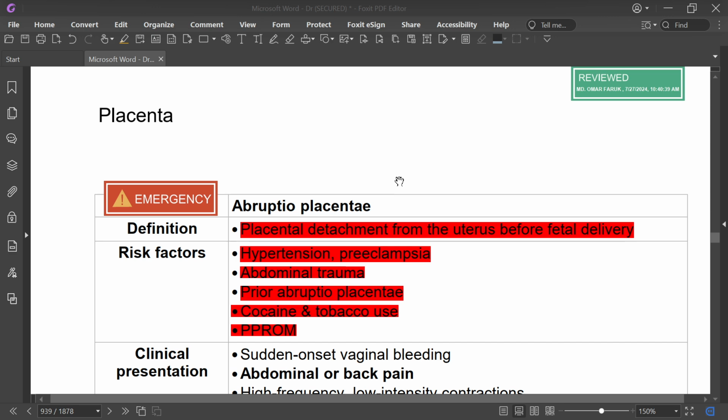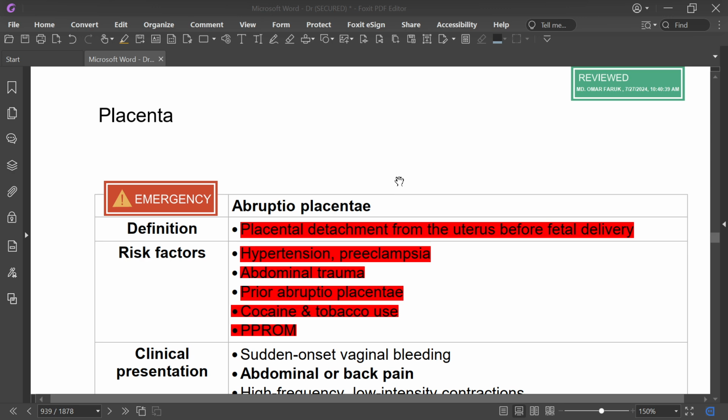What does abruptio mean? That means placental detachment from the uterus during delivery. It may be due to hypertension, preeclampsia, prior abruptio, preterm pre-labor rupture of the membrane, drugs like cocaine and tobacco, and abdominal trauma. These are the actual causes of abruptio placenta.